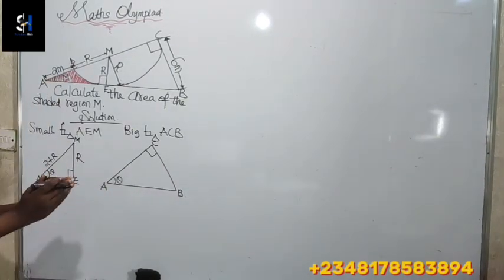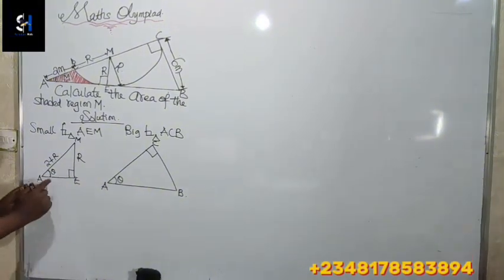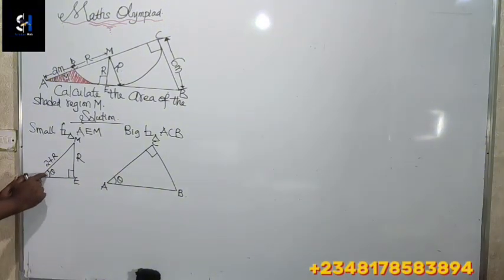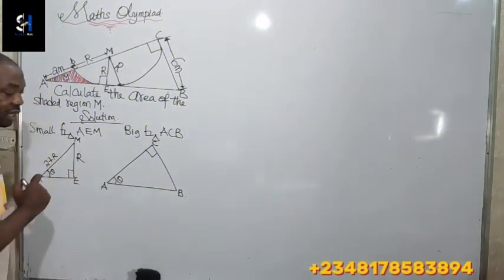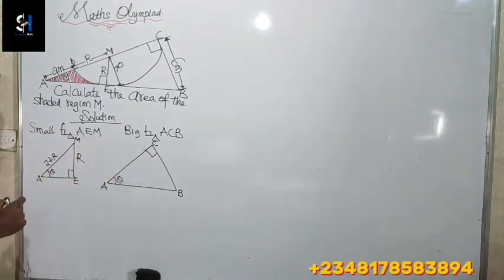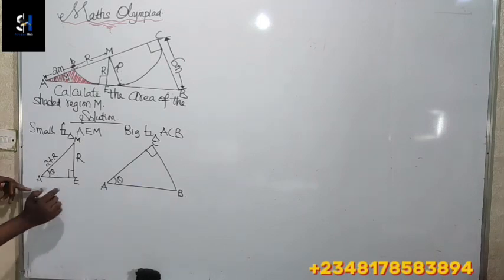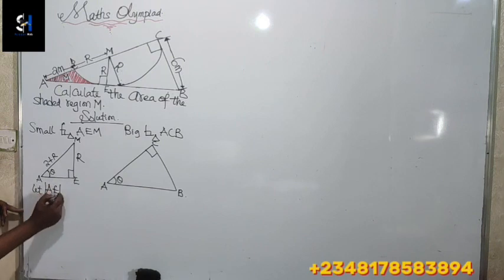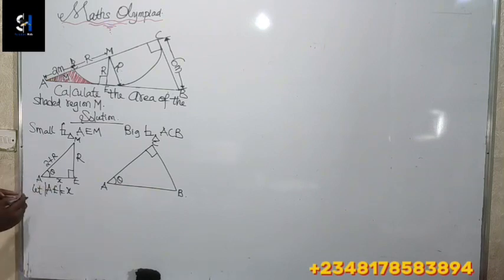Which means whatever we have here as angle theta is the same as what we have here for the big right triangle ACB. All right. So now, because we are not given this side, let's say side AE equals x. So this side will be x.